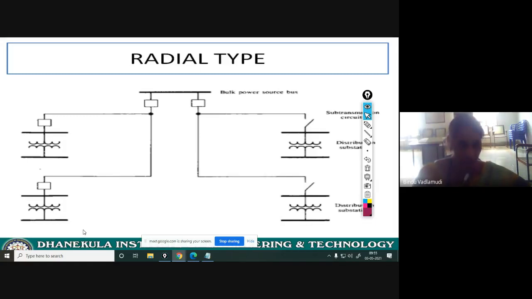The other main advantage is that it's easy to control. Because the circuit is simple, it can be easily understood. So everyone can understand what the flow of the power is. So it is easy to monitor and control. Other than that, any more? Please feel free to answer.